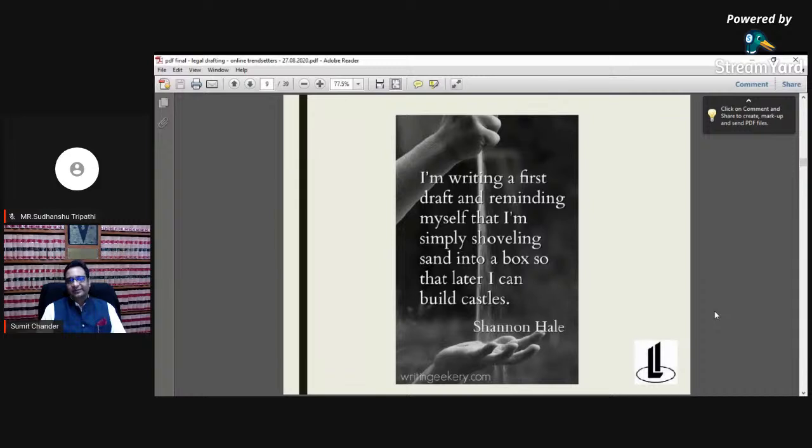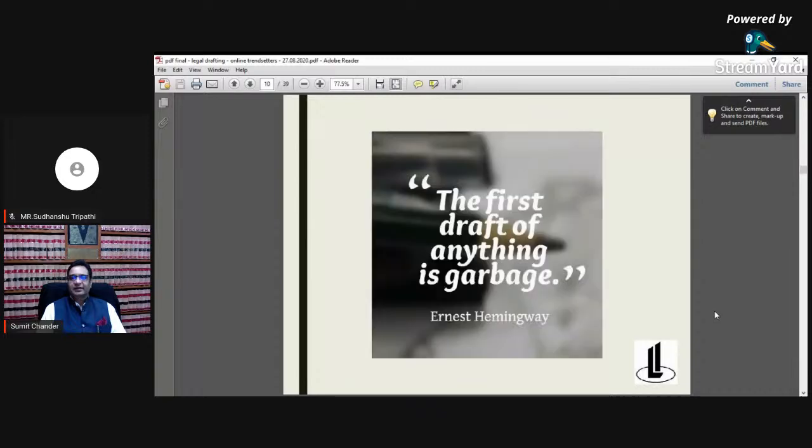There's another quote by Ernest Hemingway, who says, "The first draft of anything is garbage." And friends, trust me on this. A lot of people have this tendency to just make the first draft and give it or use it or file it in the court. Please avoid doing that. When you make a first draft, you are only collecting your thoughts.